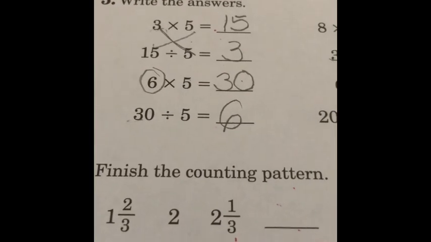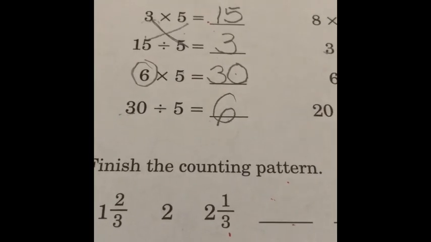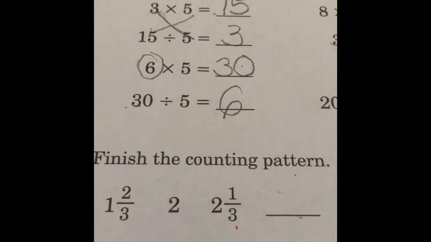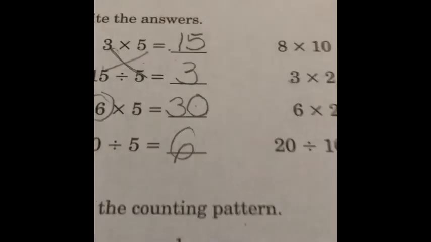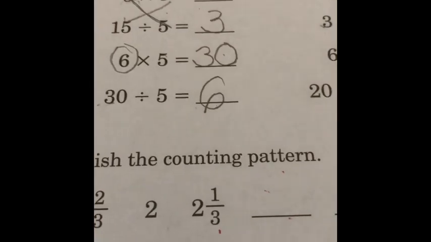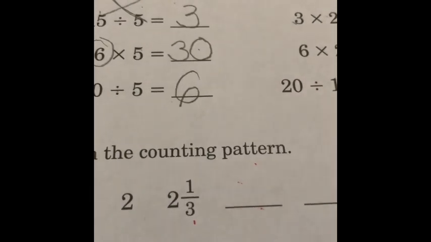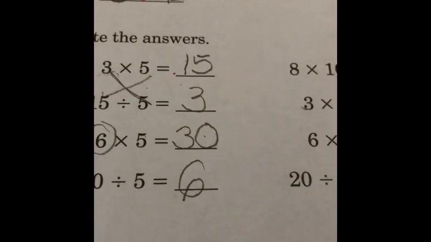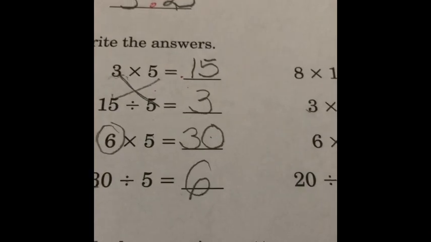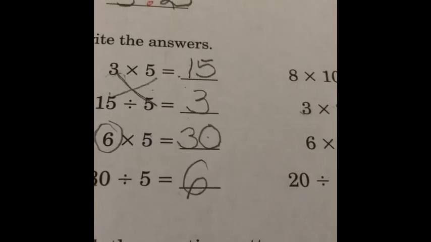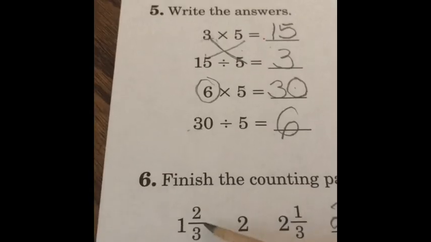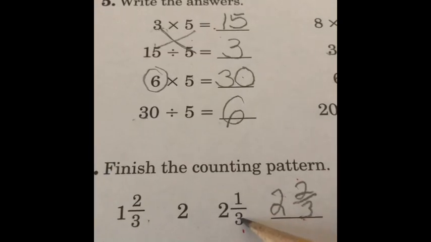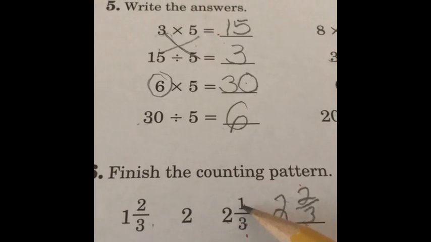Finish the counting pattern. 1 2/3. I have 1 2/3. Then I have 2. Then I have 2 1/3. Then what would I have next? 2 2/3. Just like this. This is 1 2/3, but this is 2 1/3.